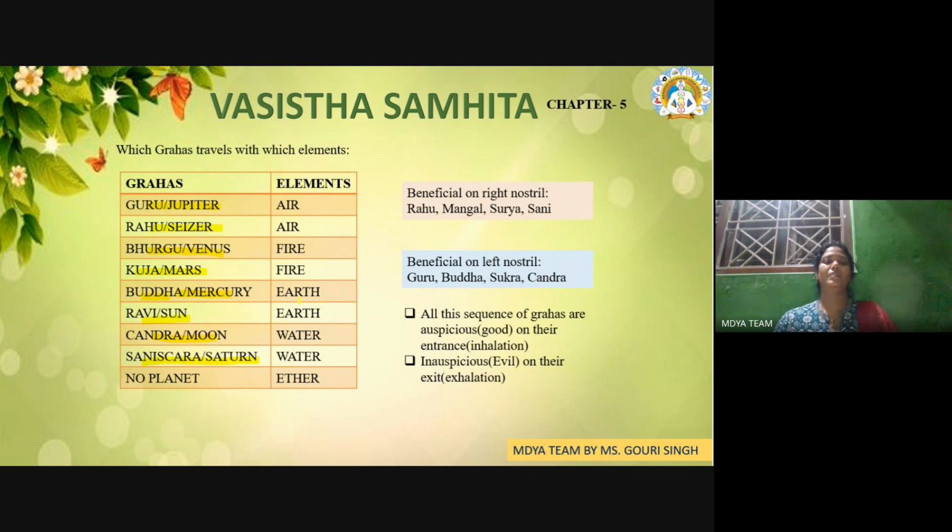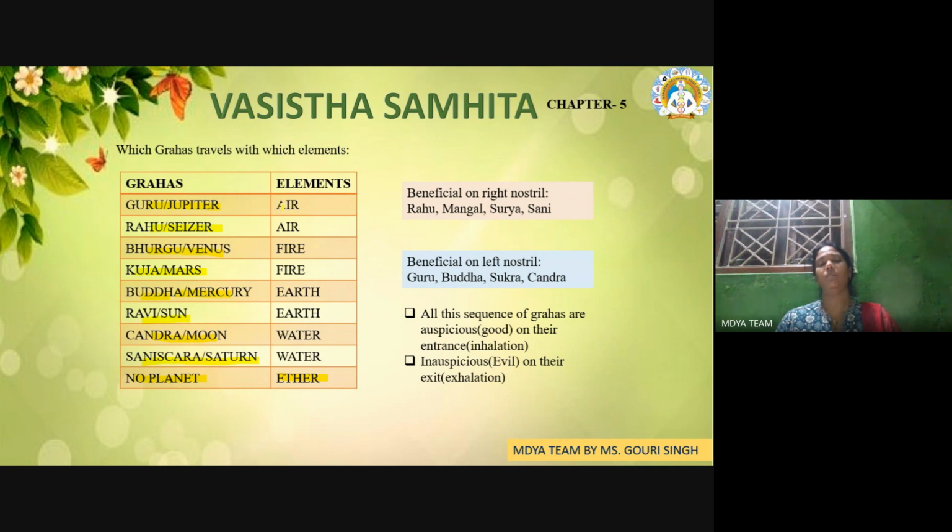And of the elements, nine are discussed, but no planet is considered for the ether, lastly, because according to Vasistha, if ether is there, then it will not be good for the body, and your breath also does not go in a smooth way. So it is not good for the health also.